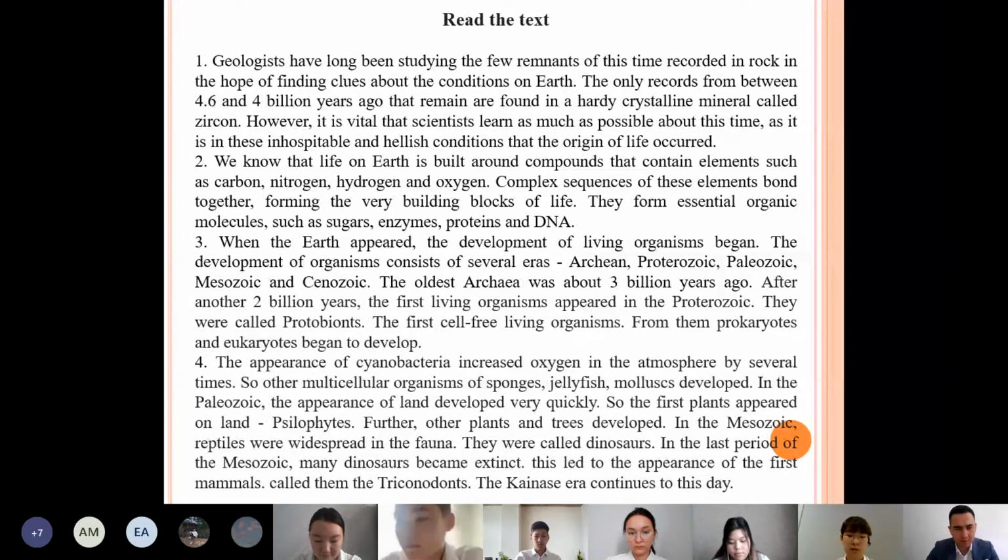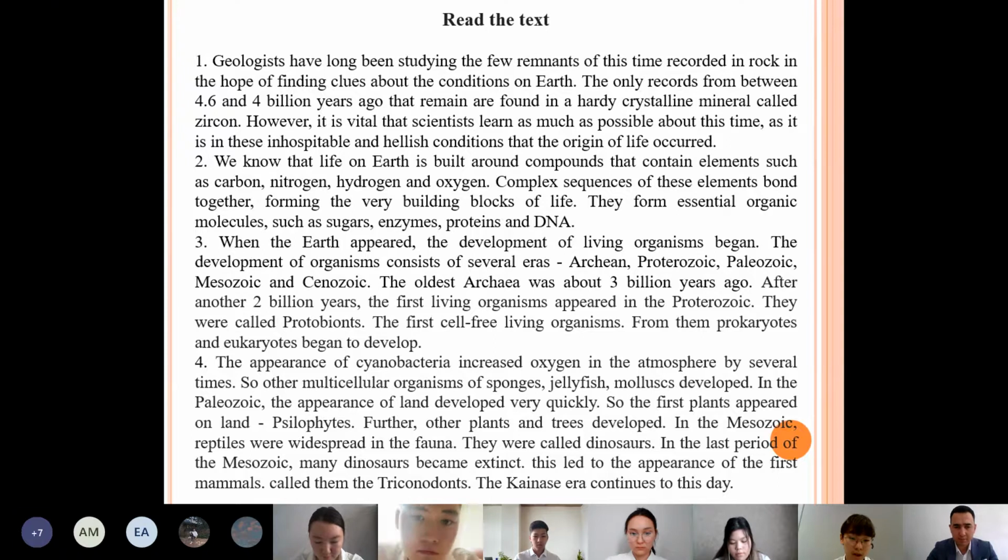When the Earth appeared, the development of living organisms began. The development of organisms consists of several eras: Archean, Proterozoic, Paleozoic, Mesozoic, and the Cenozoic. The oldest archaea appeared about 3 billion years ago. After another 2 billion years, the first living organisms appeared in the Proterozoic. They were called protobionts. The first cell-free living organisms, from which the prokaryotes and the eukaryotes began to develop.